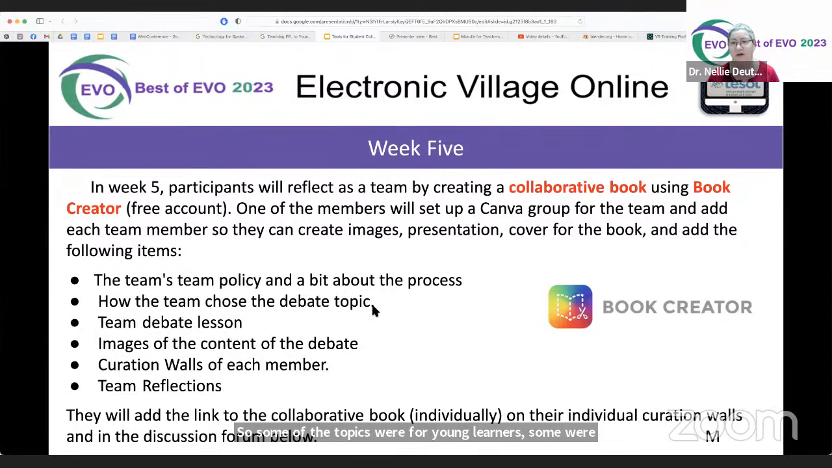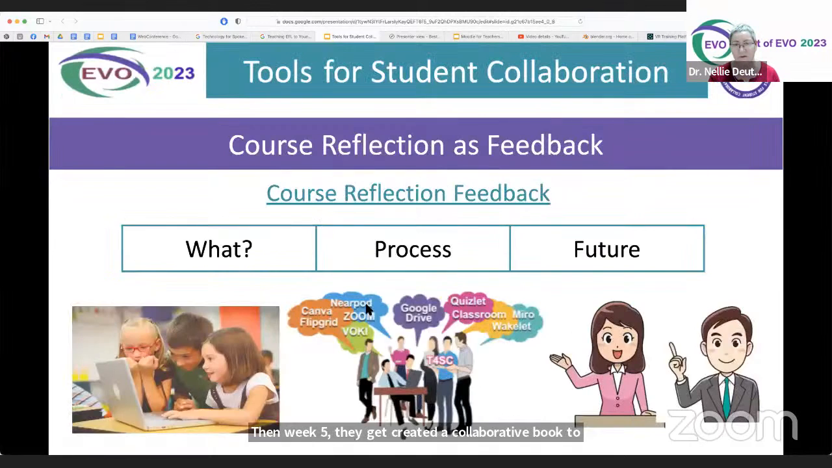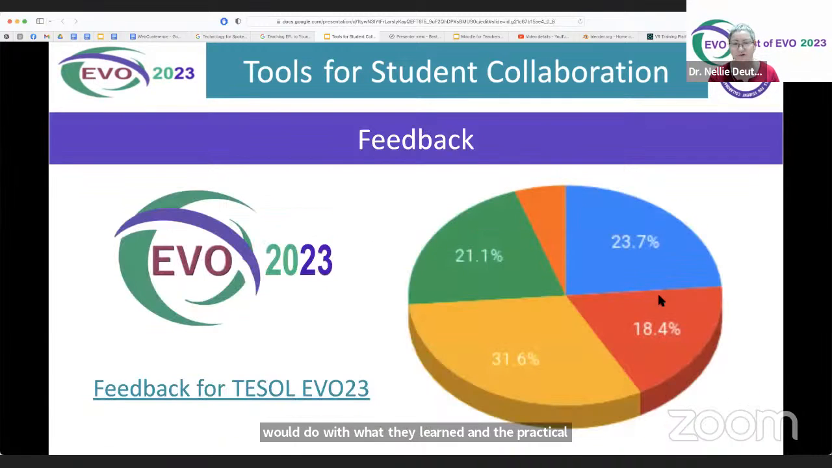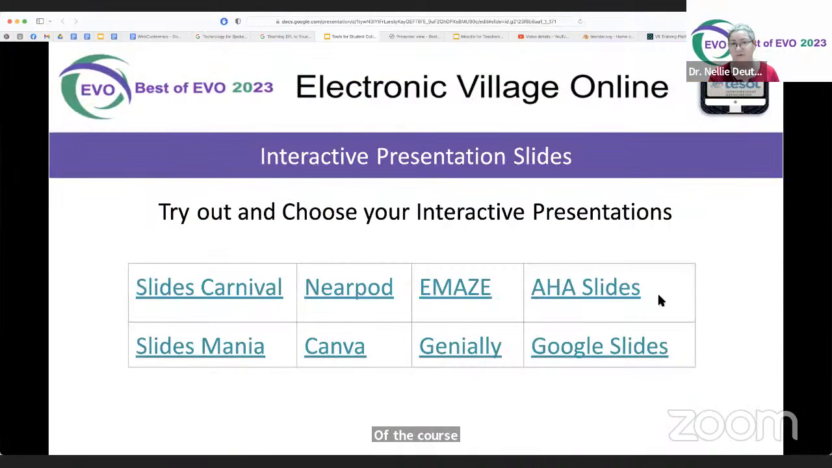In week 5, they created a collaborative book to show all their work. And there was course reflection. They reflected on what they felt the session was about. They first had to describe it. And then on the process, they shared how they found the process. They also had to reflect through a journal for each week. And they also shared what they thought they would do with what they learned and the practical aspect of the course or session in the future. Then they filled in the feedback forms.